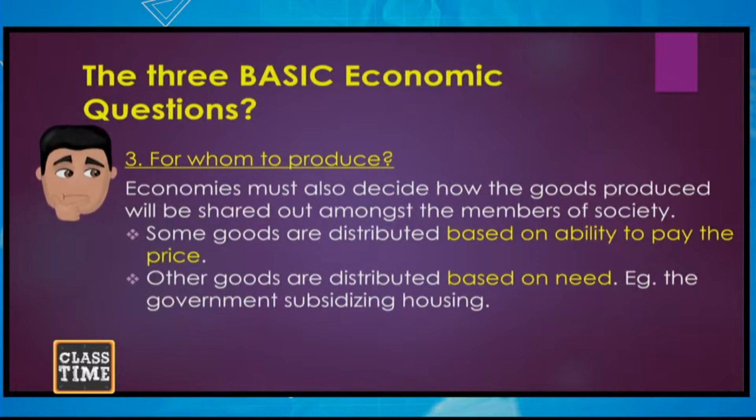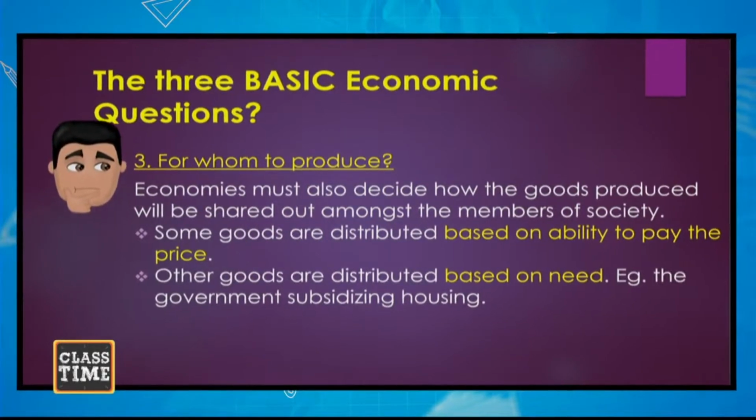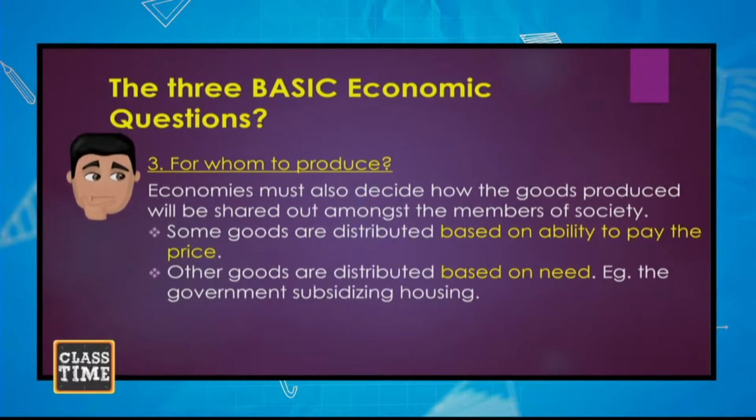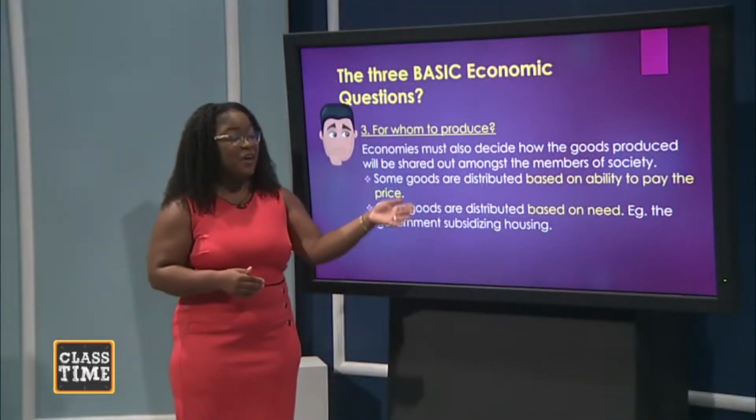So in looking at these types of economic systems that we will explore next, we will look at the fact that some of these systems decide for whom to produce, and some goods are distributed based on the ability to pay the price of those goods. So some of these goods, especially goods that are considered to be wants, are really sold based on a person's ability to pay for it. Another concept that we consider is that other goods are distributed based on need.